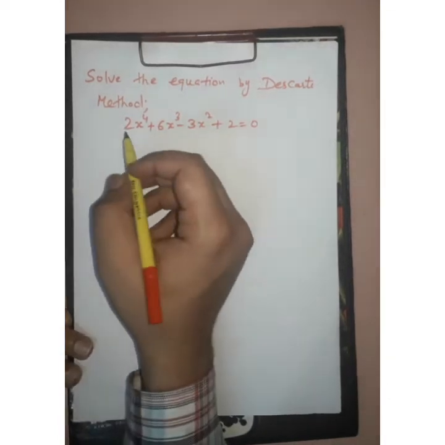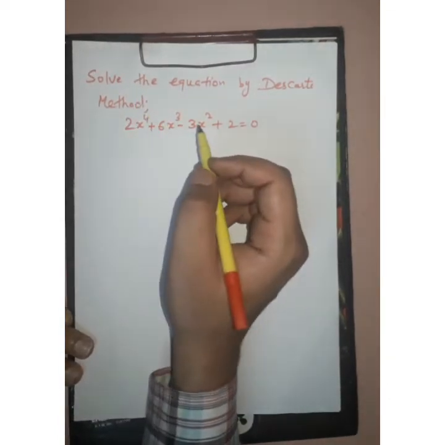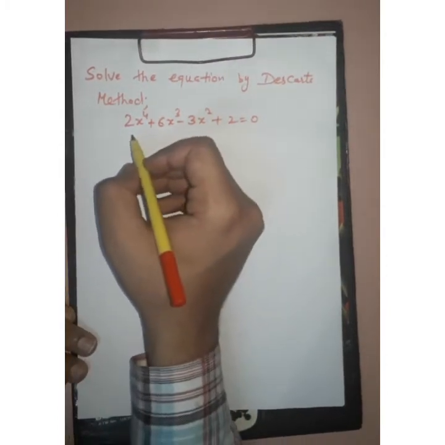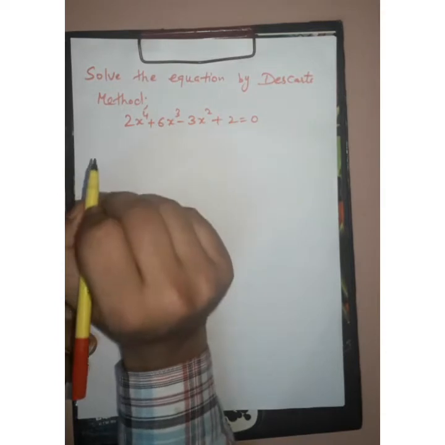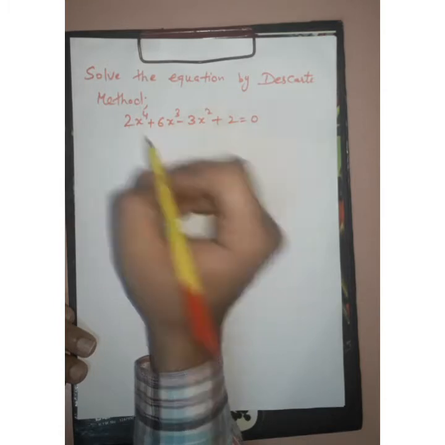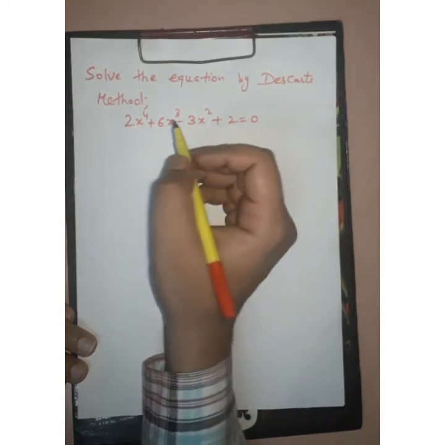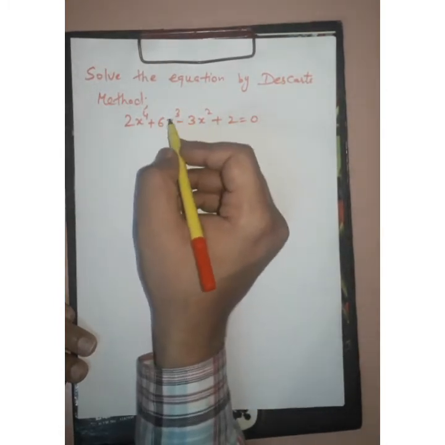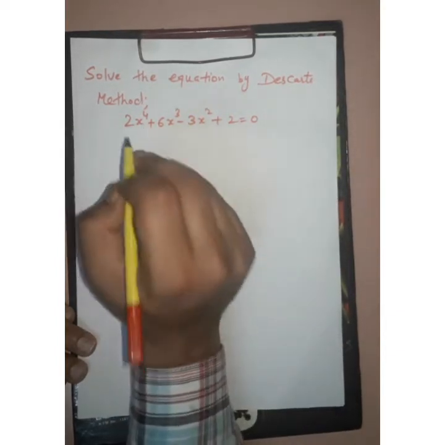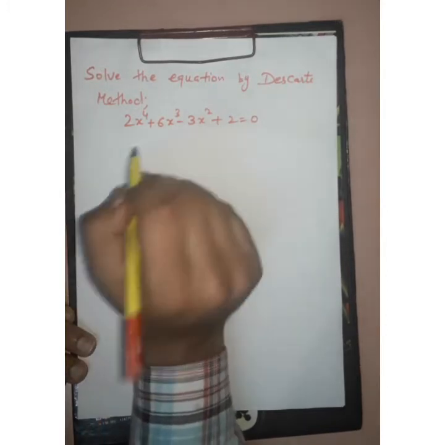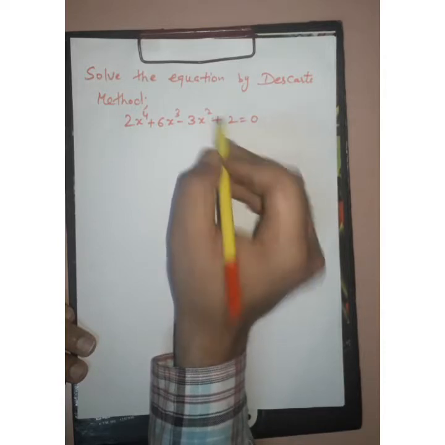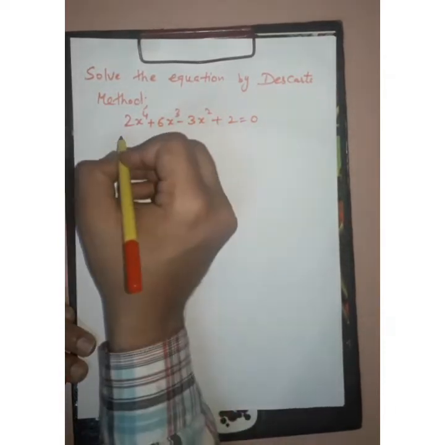Hello students, now we will solve the equation by Descartes method. We know that for applying the Descartes method, the coefficient of x raised to power 4 must be equal to 1 and the coefficient of x cube must be 0. So here these two conditions are not satisfied, but you can see from the end there is no term containing x, so we can apply a trick here.